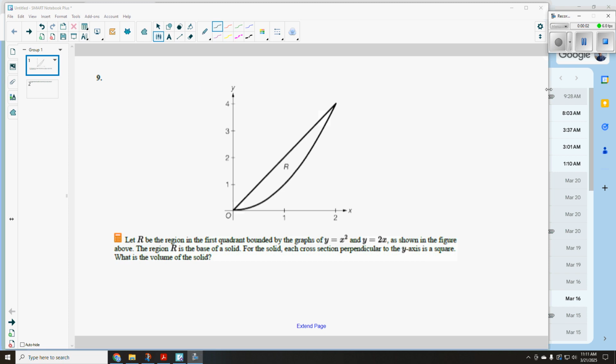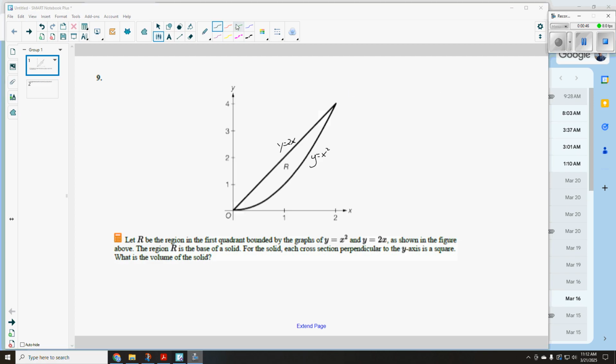The first thing to try and understand about this problem is what exactly are they asking for? So we see it's in the first quadrant. We see that this line right here is the line y equals x squared, and this line right here is a line y equals 2x. So maybe we'll just write that on here. This is y equals 2x, and this is y equals x squared. And we can see that by the shape of the lines. So that shouldn't be a difficult part of this problem.